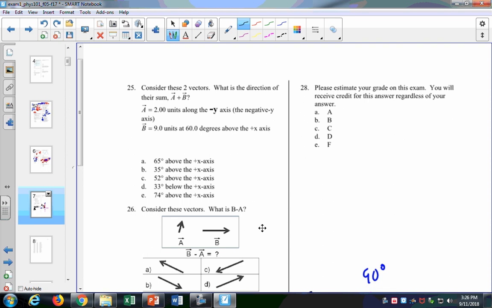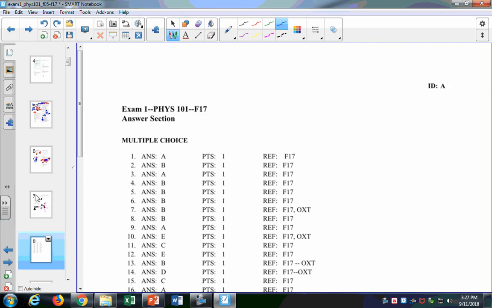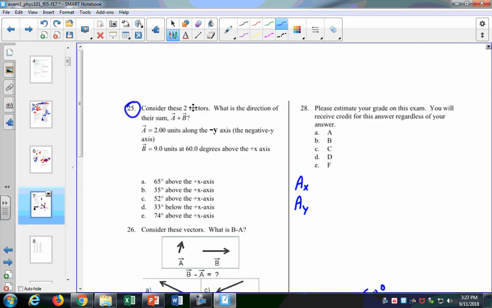Number 25 is a good example of adding two vectors that are not on axis. That's what you were asking about, right, William? Yeah, this is similar. So you will have one of these tomorrow for sure. On these, you follow several steps. So first, you find the x and y components, ax, ay. I'm looking at 25. Anybody know what exam this is? It's fall 17, number 25 on exam 1, fall 17.